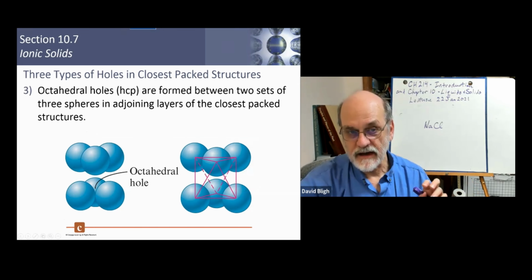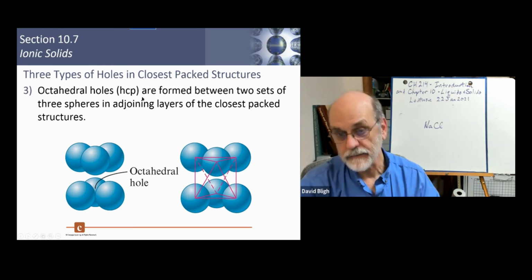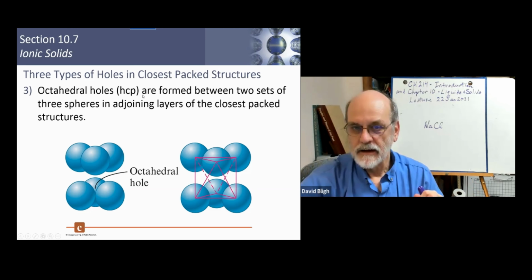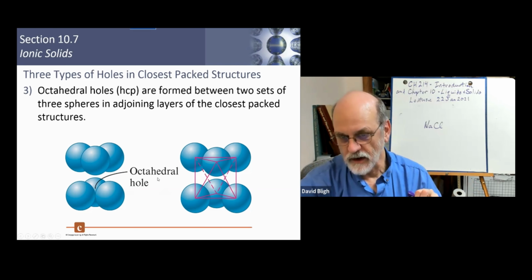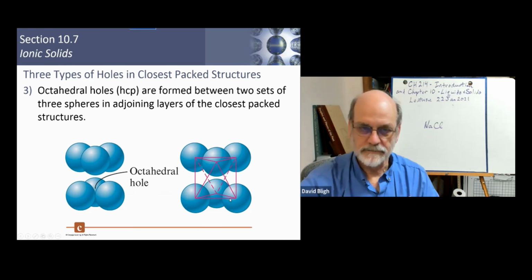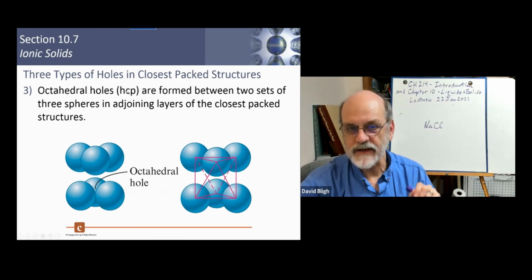These guys in octahedral holes in hexagonal closest packing give us the octahedral hole. And all you have to do is connect all the centers of these, and you find that it's a regular octahedron. So the octahedral hole is associated with hexagonal closest packing.